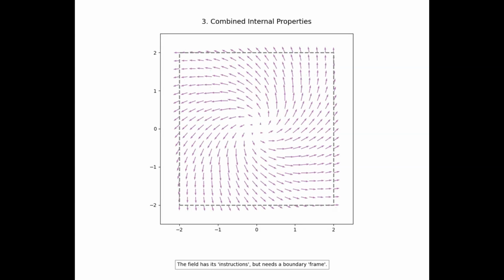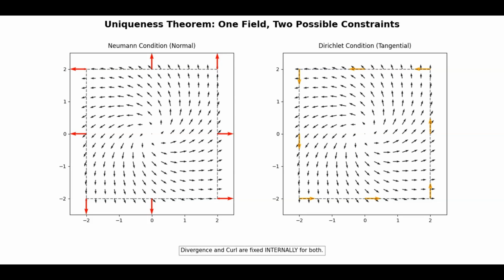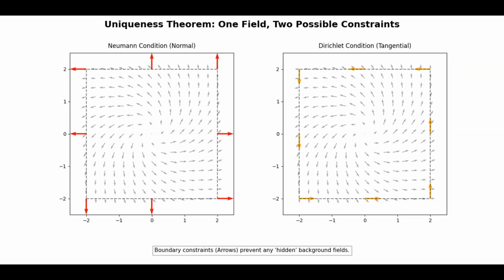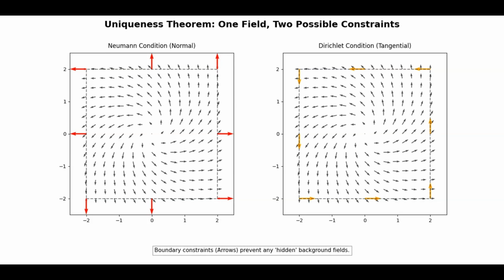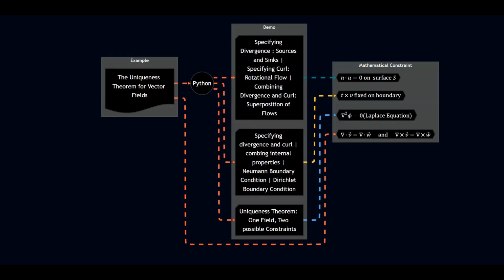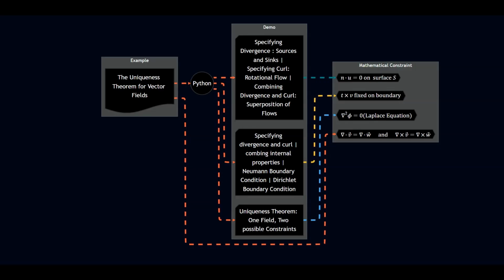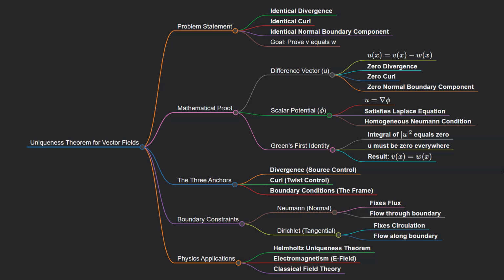The 3 anchors of a field. To define a field uniquely, you must anchor it in 3 ways. The source control, divergence. This tells you where the field is being created or destroyed, like a faucet or a drain. Without this, you wouldn't know the push and pull of the flow. The twist control, curl. This tells you how much the field swirls around a point, like a whirlpool in a stream. This accounts for the rotational behavior of the field.